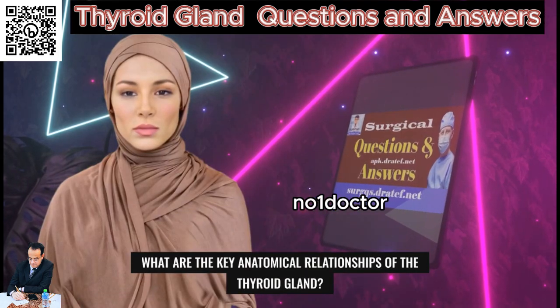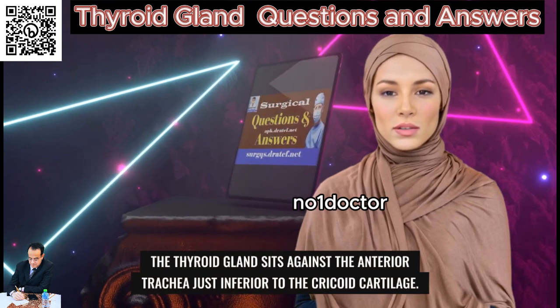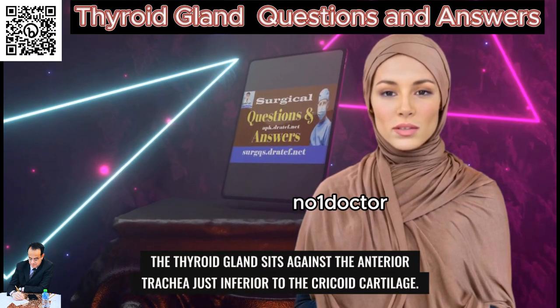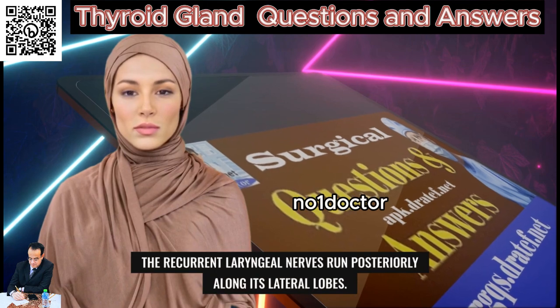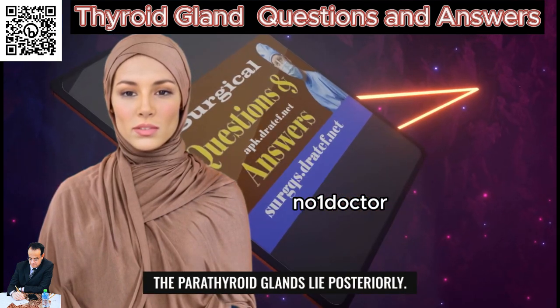What are the key anatomical relationships of the thyroid gland? The thyroid gland sits against the anterior trachea just inferior to the cricoid cartilage. The recurrent laryngeal nerves run posteriorly along its lateral lobes. The parathyroid glands lie posteriorly.